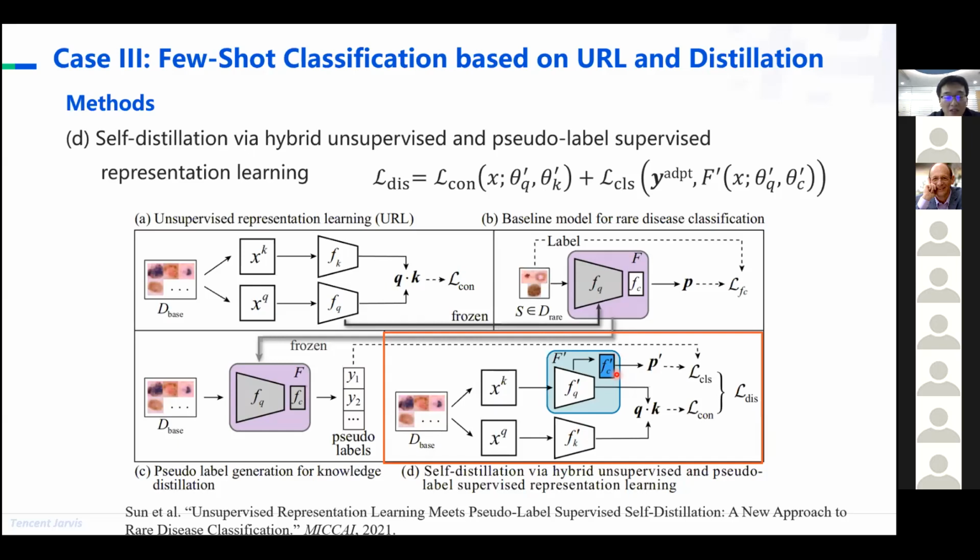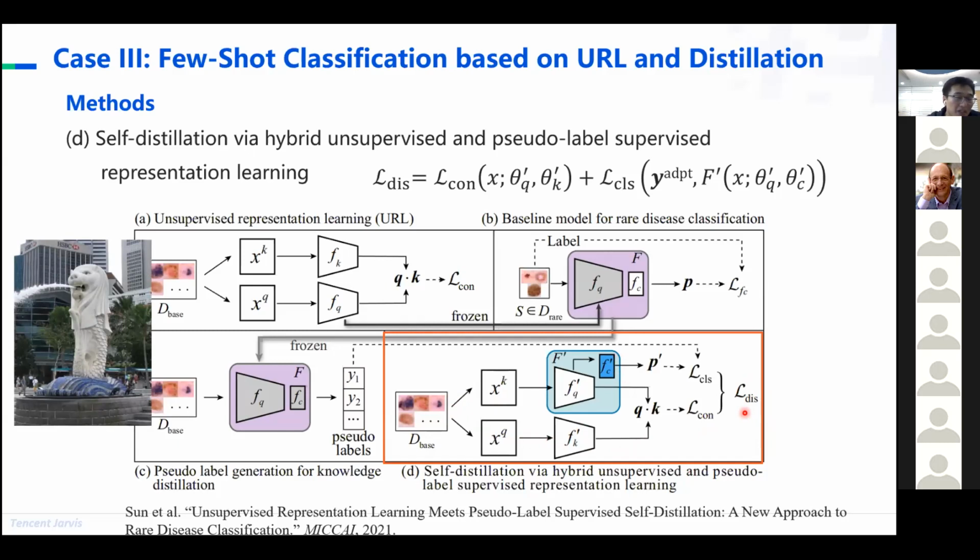At the same time, the bottom processing line is still the contrastive learning process. Therefore, our distillation loss actually comprises two parts, one for the pseudo-label classification, the other for contrastive learning. So we call it a hybrid representation learning. Here is actually a notion of learning rare classes from common classes.